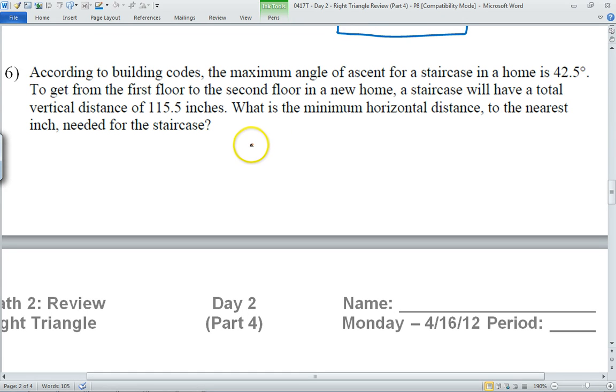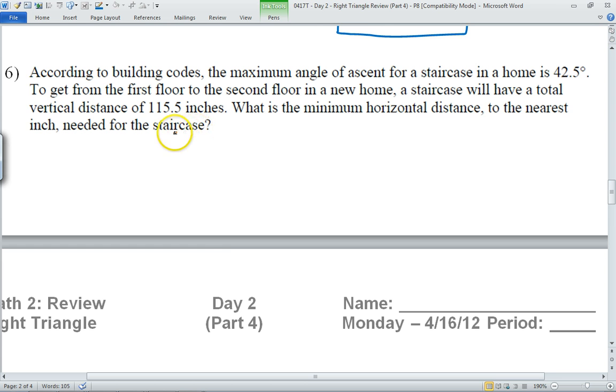Okay, number 6. According to building codes, the maximum angle of ascent for a staircase in a home is 42.5 degrees to get from the first floor to the second floor in a new home. The staircase will have a total vertical distance of 115.5 inches. What is the minimum horizontal distance to the nearest inch needed for the staircase?